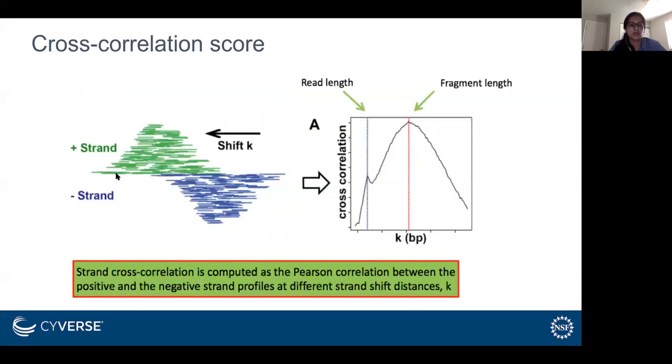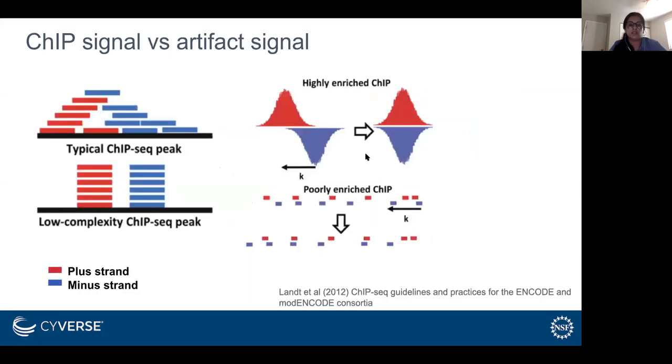So you have clusters of reads on the positive strand and negative strand of ChIP-seq. So the algorithm is to shift these reads base by base towards the 3' end. So I'm going back to the previous slide for a minute. If you calculate the correlation between the read count of the positive and the negative strand, you're likely to get a good correlation at the fragment length for a good ChIP signal, and you will get a good correlation for the artifact signal at the length of the reads.